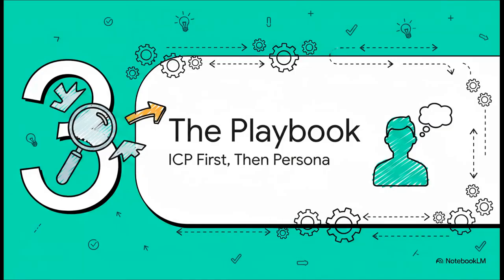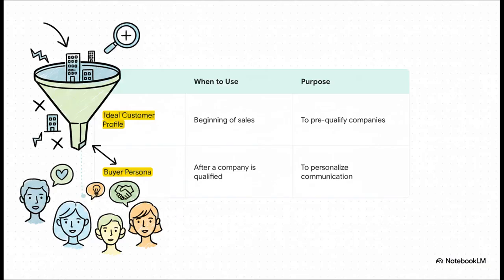So now we have our two tools, the ICP for the where and the persona for the who. And this next part is the most important thing, and it's where so many people mess up. You have to use them in the right order. It's not an either-or situation, it's a sequence. It is always ICP first, and then the persona. This chart just lays it out perfectly.